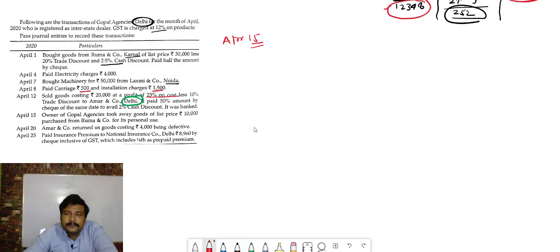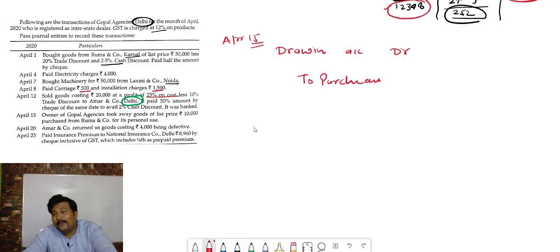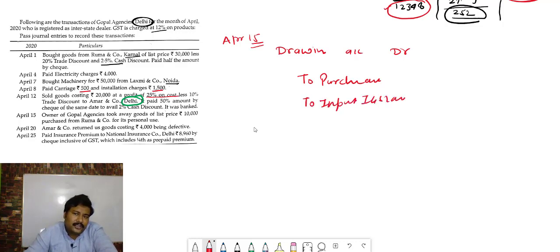Drawing, so you know the basic entry of drawing is drawing account debit. If cash had been taken, it would be drawing account debit to cash. If the person withdraws the goods, drawing account debit to purchase account. Now when purchase is credited, whatever GST was charged at the time of purchase will also be credited. So to input IGST account. So how much is the total purchase?